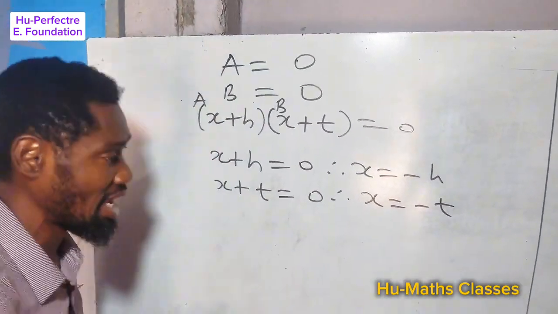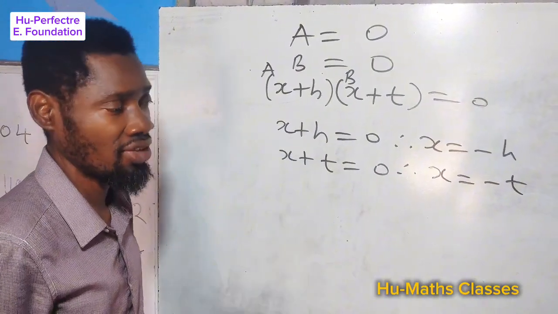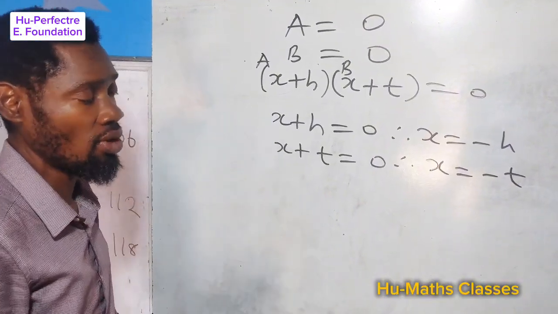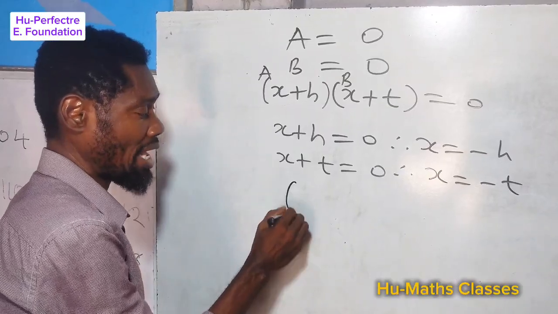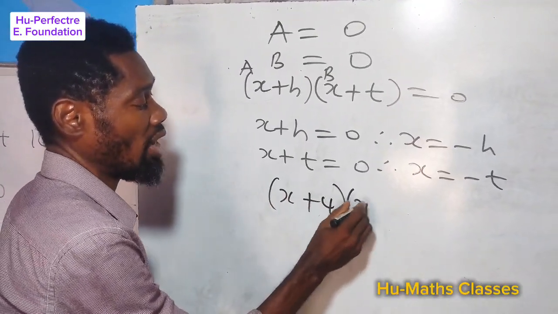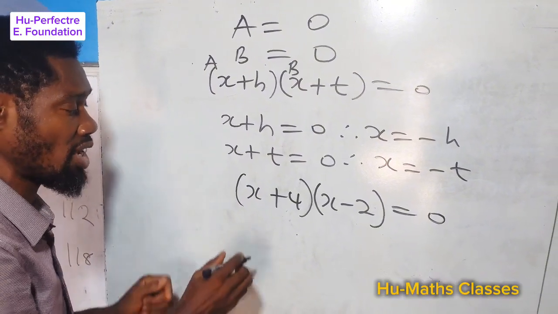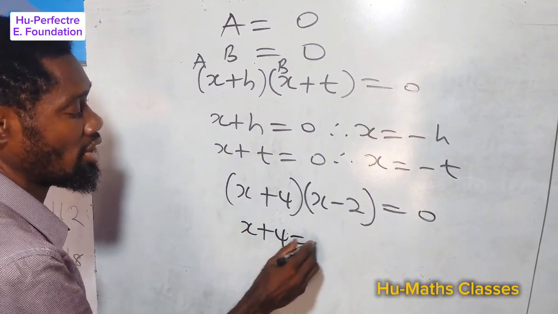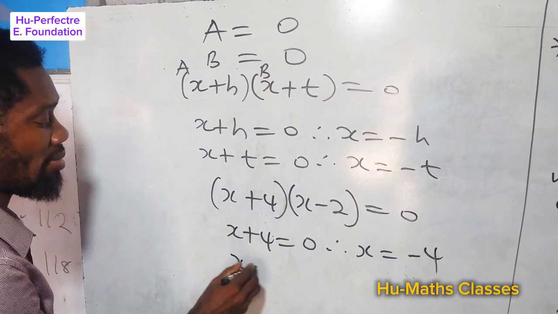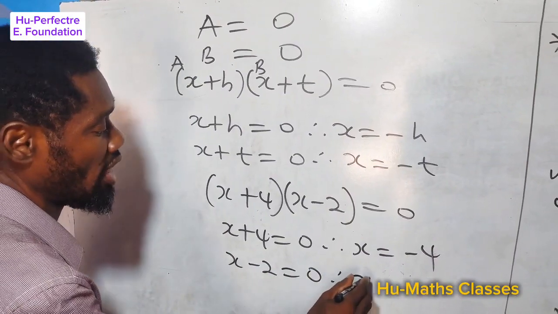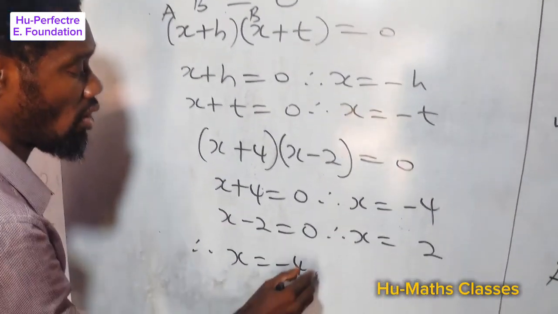But for now, you should understand that the principle states that if AB is equal to 0, then A is equal to 0 and B is equal to 0. So if we have a problem like (x plus 4)(x minus 2) is equal to 0, with the principle of AB is equal to 0, I'll be saying x plus 4 is equal to 0. Therefore, x is equal to minus 4. x minus 2 is equal to 0. Therefore, x is equal to 2. So the values of x are minus 4 or 2.